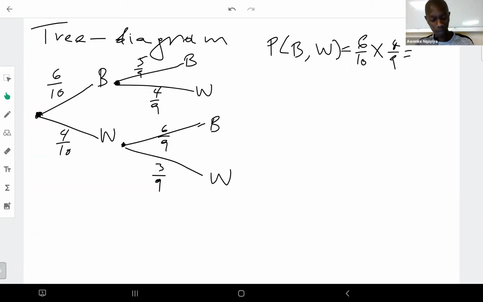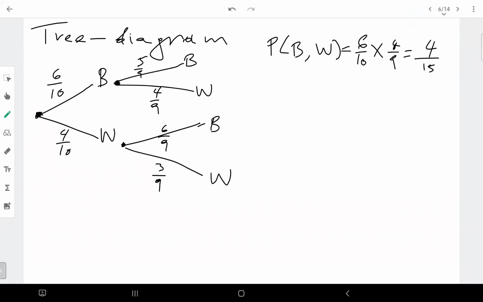That is 6/10 multiplied by 4/9. And then that will give you 4/15, I think. Hopefully my calculator is right. So this is the question where they said the first ball, okay?